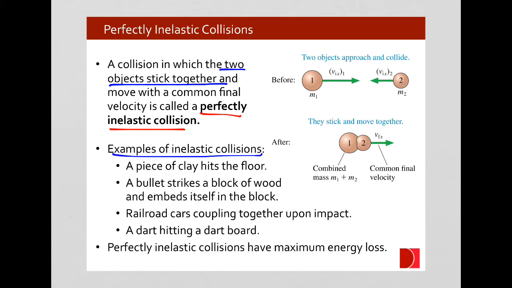In any of these situations, the perfectly inelastic collision is the opposite of a perfectly elastic collision. In a perfectly elastic collision, kinetic energy is conserved. In a perfectly inelastic collision, you have maximum energy loss, where the least amount of energy survives because that energy goes into the interactions within the system.